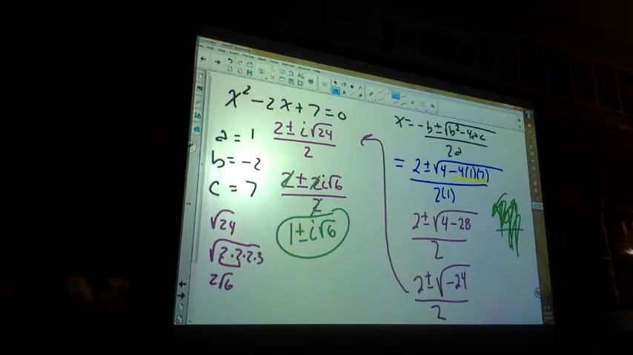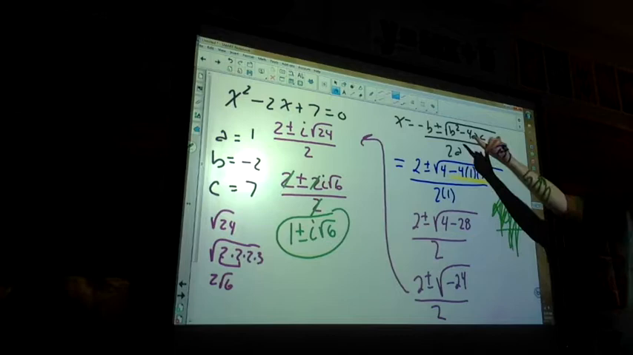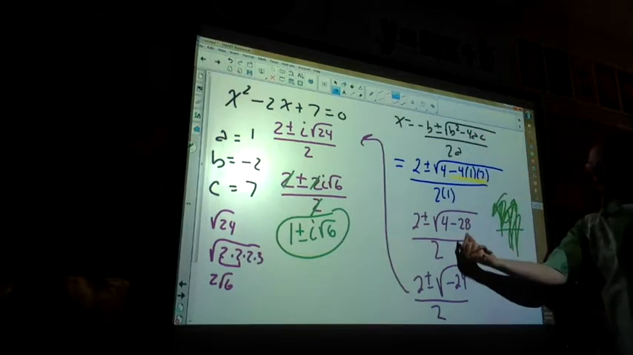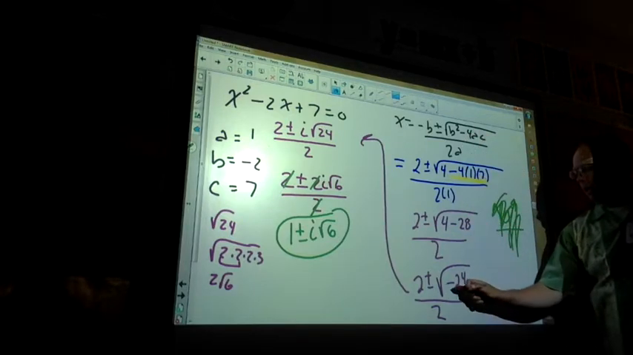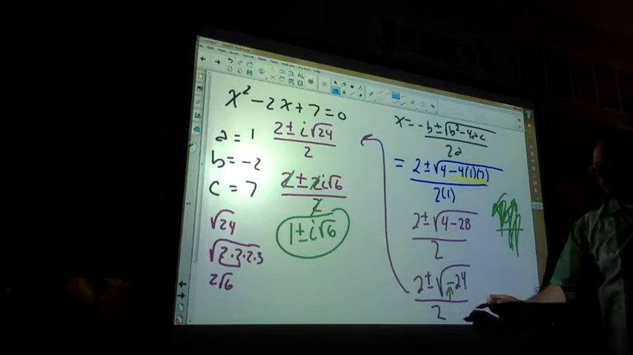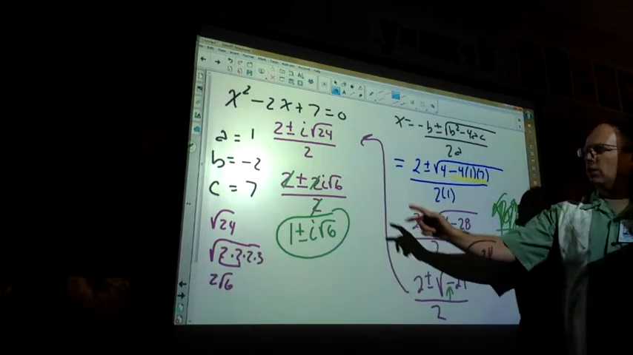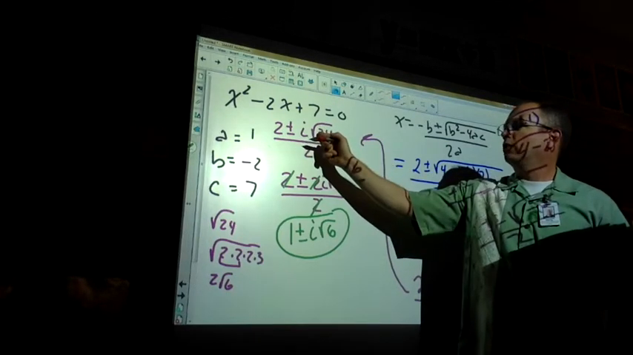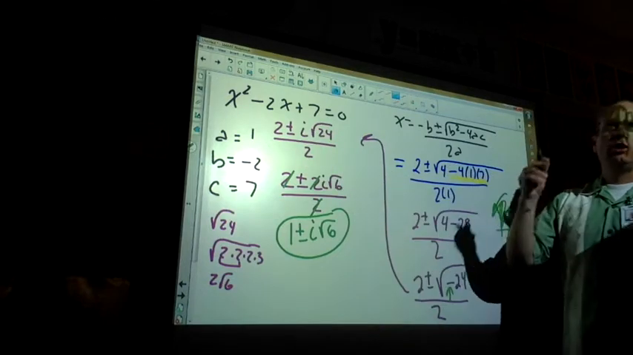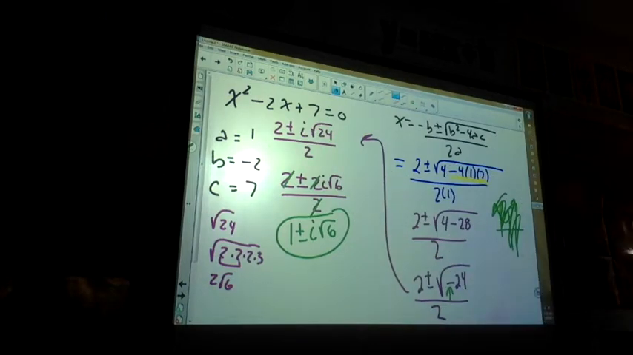So if you have a negative under the radical, once you've done the arithmetic here and you realize, hey, this is happening, that's going to be replaced to look like that. Notice there's not a negative. You just used a lowercase i. Is that right?